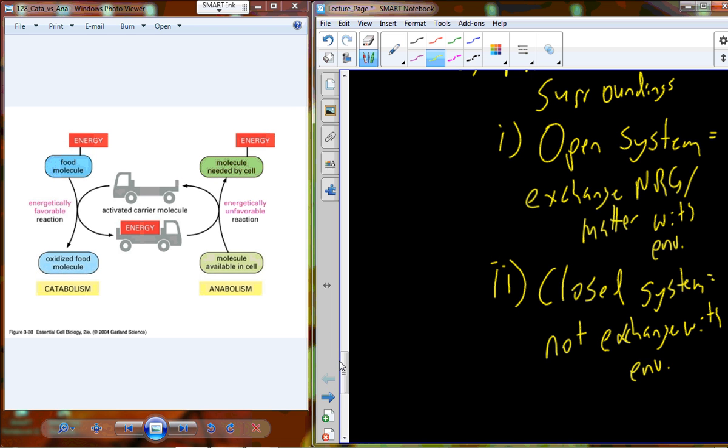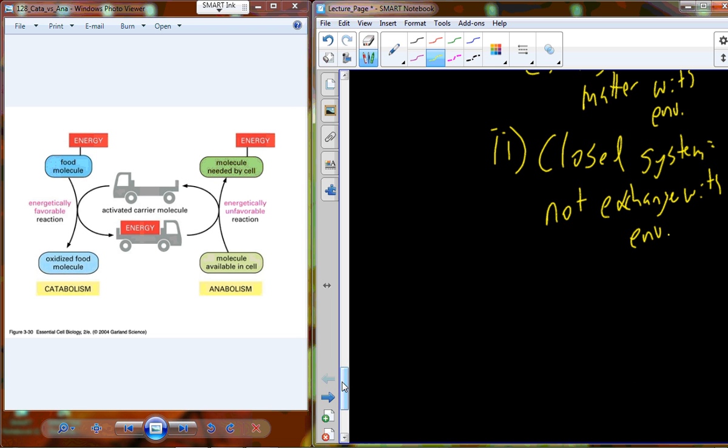We obviously can experimentally induce closed systems within our environment. I could take one of you and I could put you in a chamber and seal you off and give you everything you need to live. Or just put you in here so you can figure it out on your own.